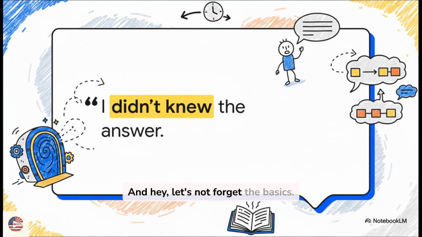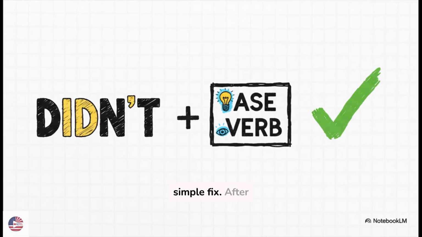And hey, let's not forget the basics. This is a super common trap with the simple past negative form. We've got to make sure our foundation is solid, right? And here is the simple fix. After didn't, you always use the base form of the verb, not the past tense. So it's didn't know, didn't go, didn't see. It's a simple rule, but it makes a huge difference.